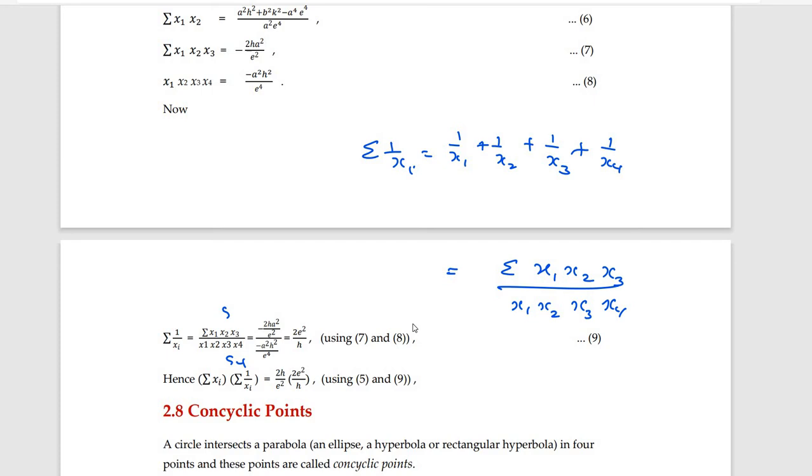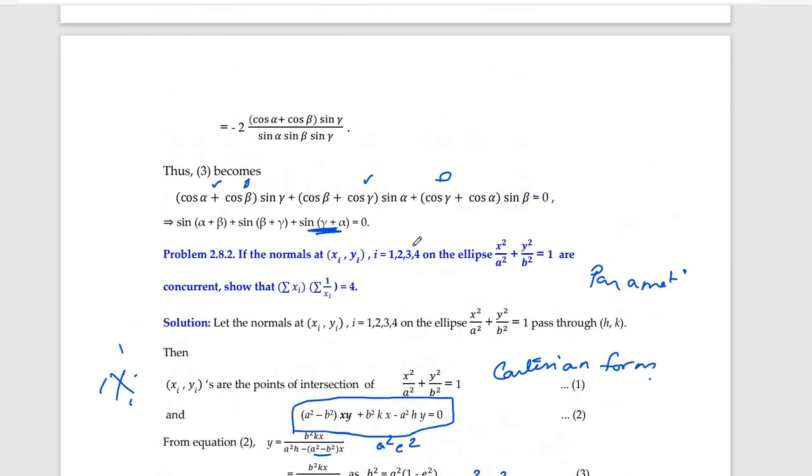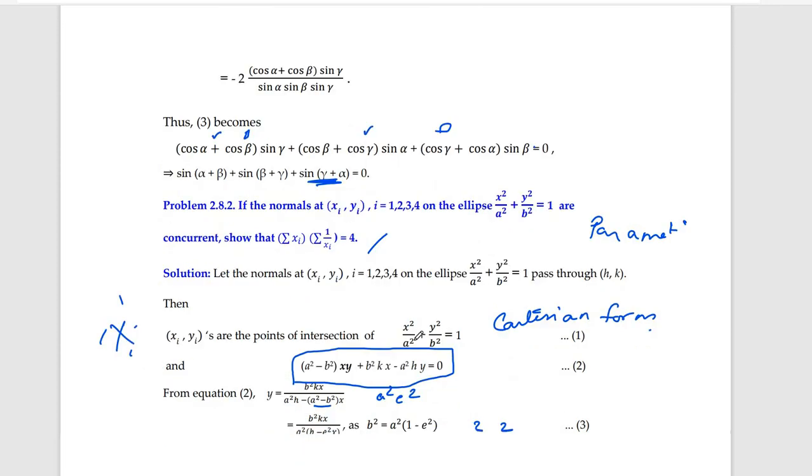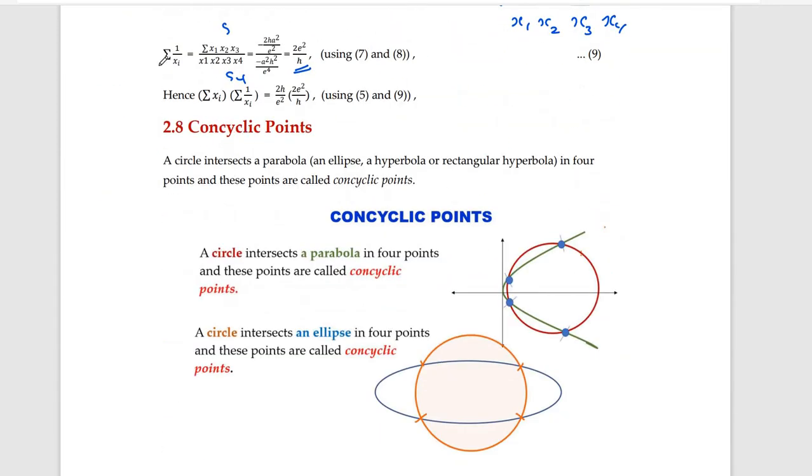Just substitute. On simplification, we get this. But already summation xi is known and this is known. So you have summation xi into summation 1 by xi to be 4. So that is what we are trying to establish. Next we will have concyclic points.